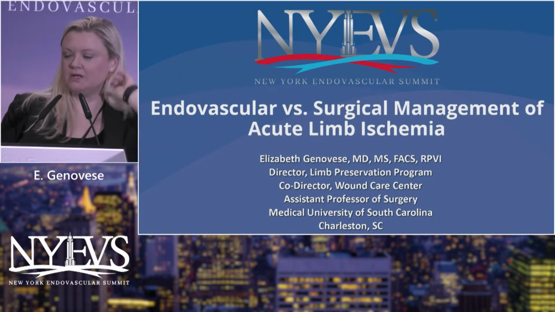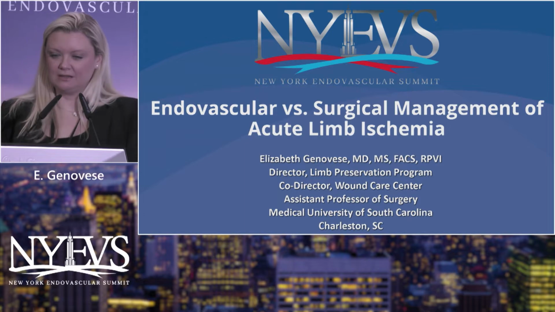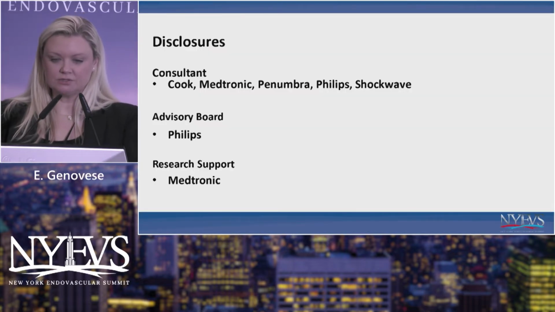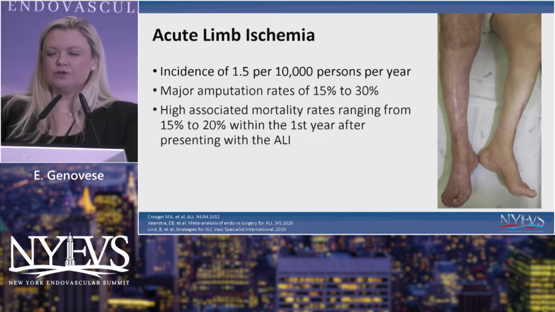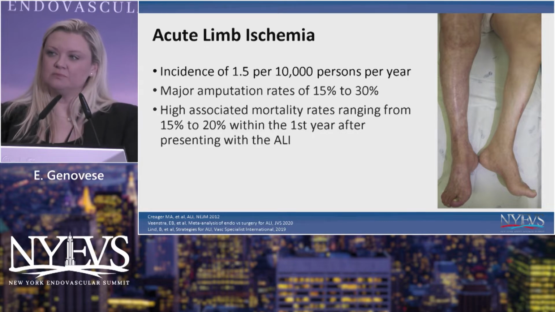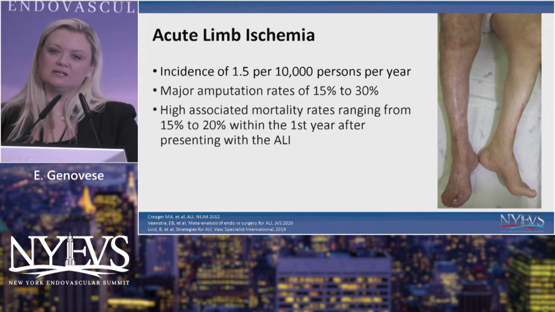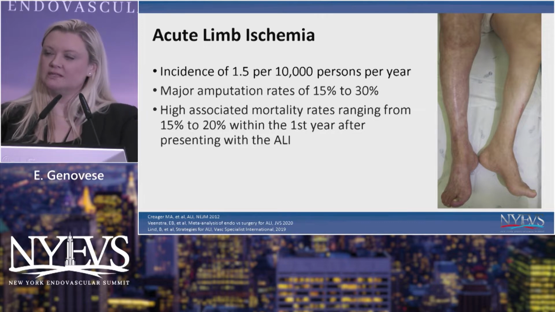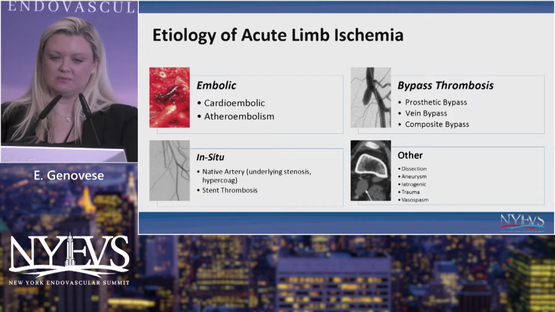We're going to talk a little bit about endo versus open for ALI. Here are my disclosures. Acute limb ischemia affects about 1.5 patients out of every 10,000 persons in the US and is highly morbid. It has about a 15 to 30% amputation rate and also a pretty high associated mortality, just secondary to some of the other comorbidities that come along with having acute limb ischemia.